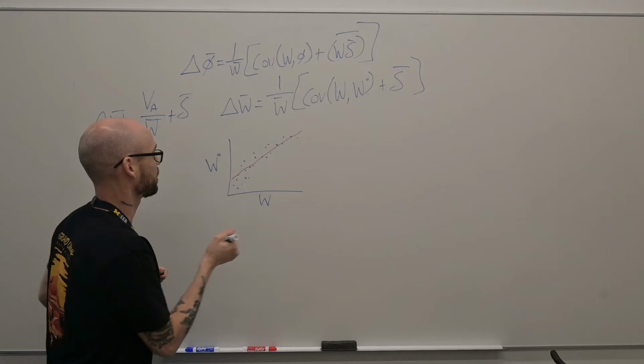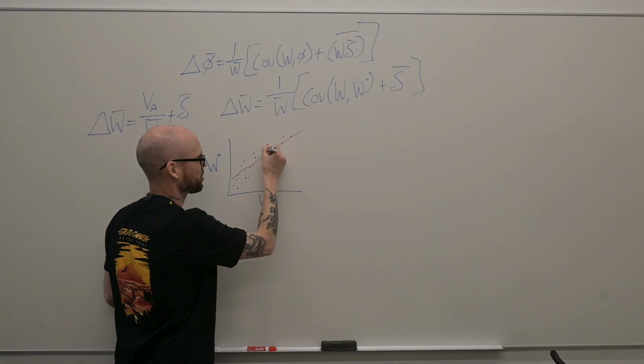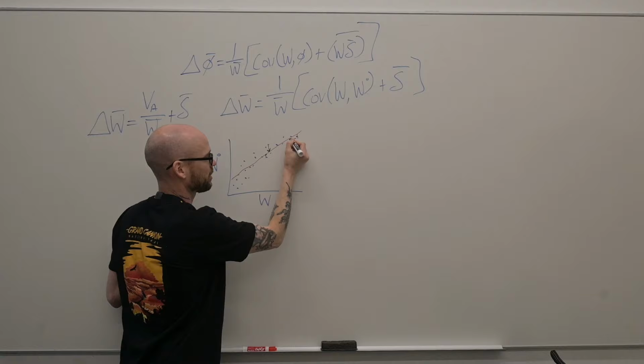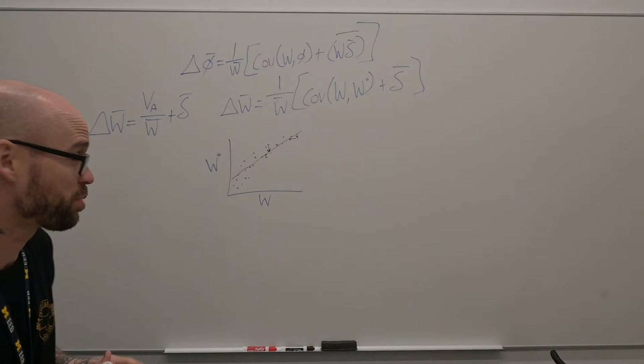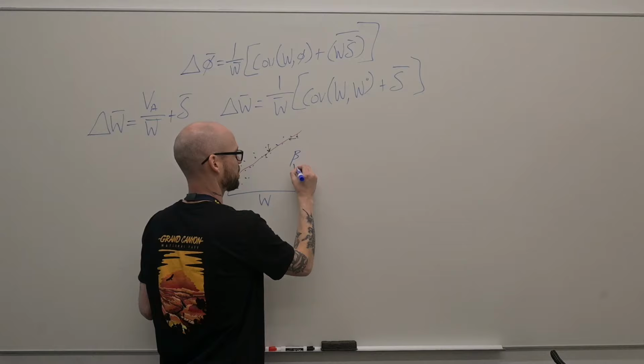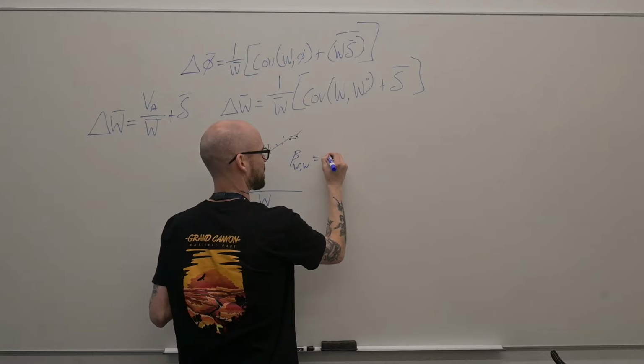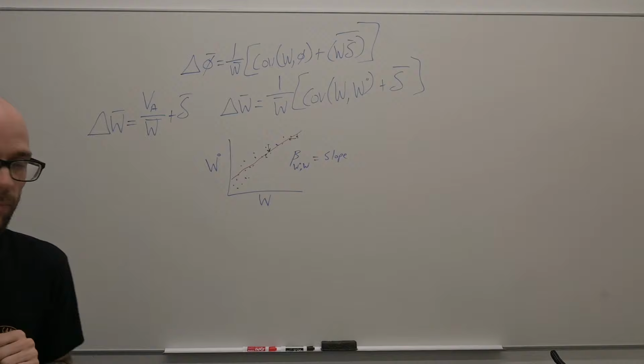And then between each of these points, there is some distance between those points and the line itself, both like that, okay? Now, the slope of this line is what we call the beta regression coefficient. Beta regression coefficient is equal to the slope of that line. Okay? So, what does all this have to do with covariance?